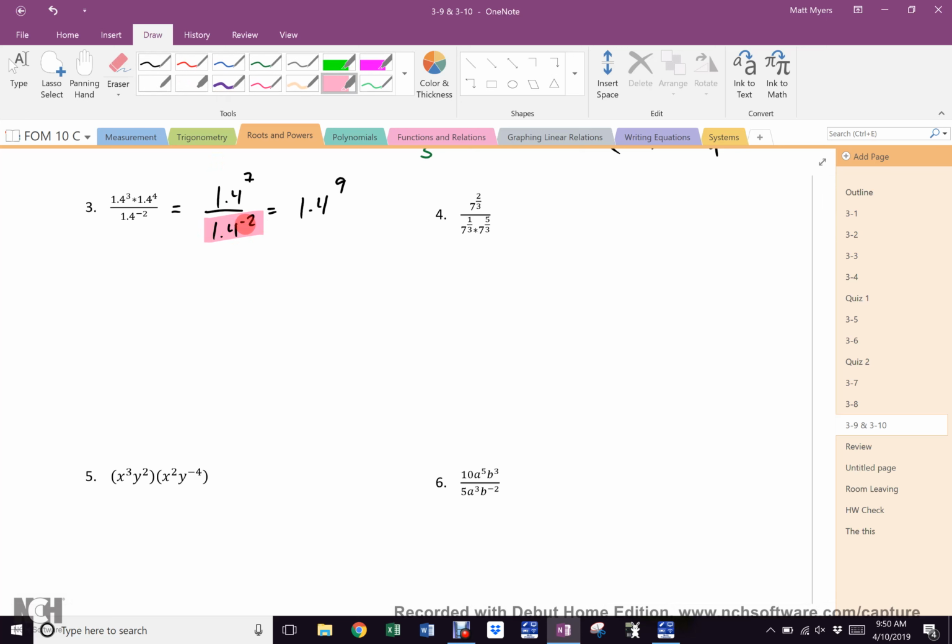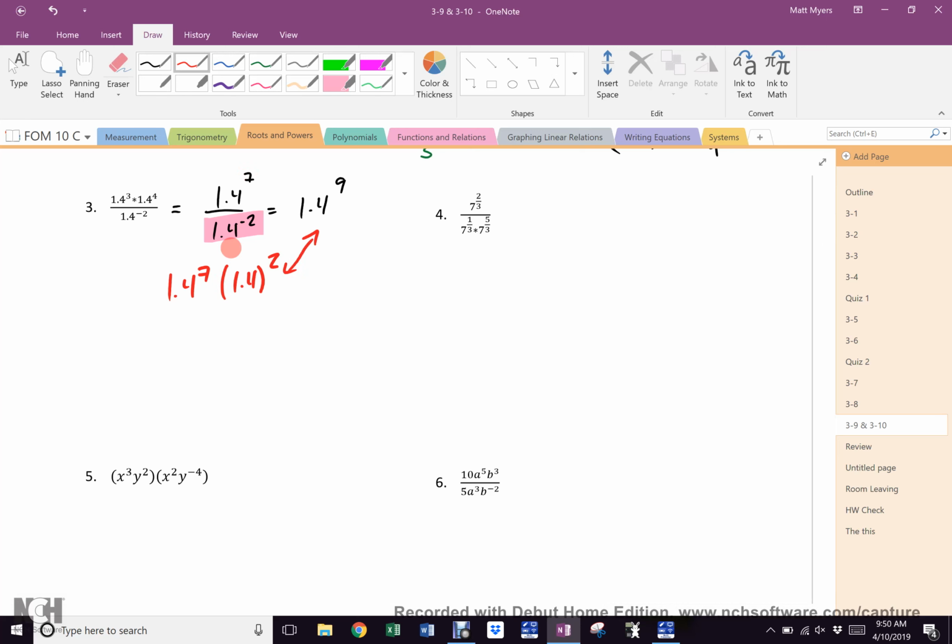It's in the denominator, so it must move up, right? So this really becomes 1.4 to the 7th, which was already up there. And then this has to move up. And once it moves up, what happens to its exponent? It becomes positive. 7 and 2 is 9. Do I care which way you think about it? Does it matter? No. You're either thinking 7 minus 2 is 7 plus 2, or you're moving stuff where it needs to be. Everybody cool?